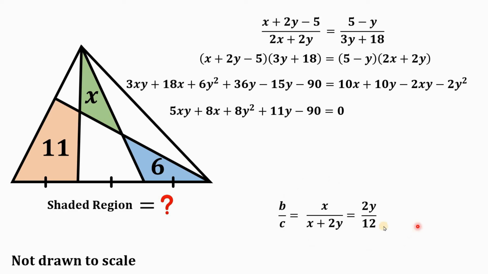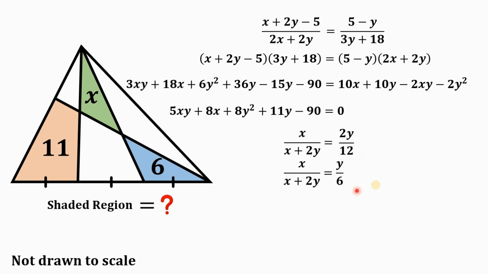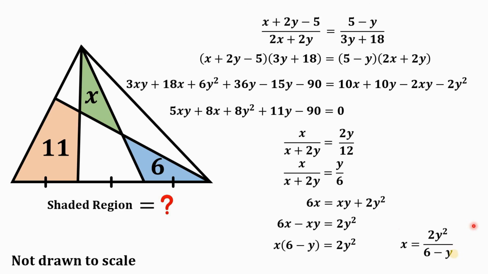Now the second, let's have the second equation. Now 2y over 12 will give us y over 6. Cross multiply. Now isolate the variable x. This will give us x equals 2y squared all over 6 minus y. So this is the second result.